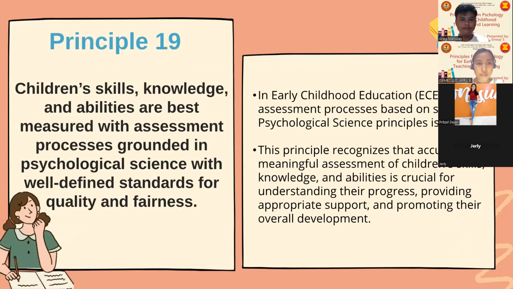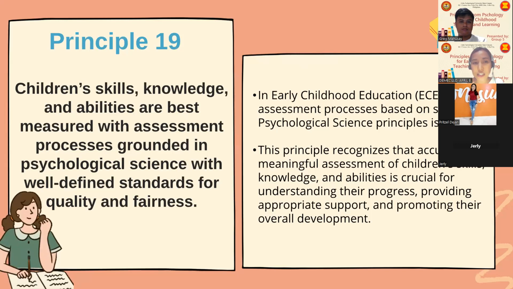Next one is the principle. So let's have principle 19. Here, children's skills, knowledge, and abilities are best measured with assessment processes grounded in psychological science. Muna kong gingon ganina, no? With well-defined standards for quality and fairness.